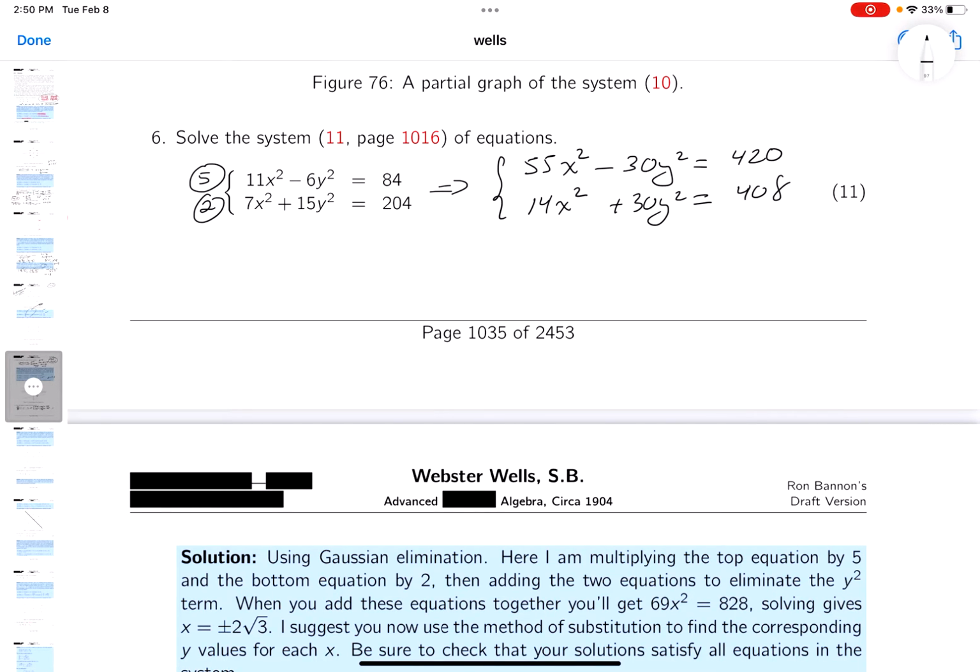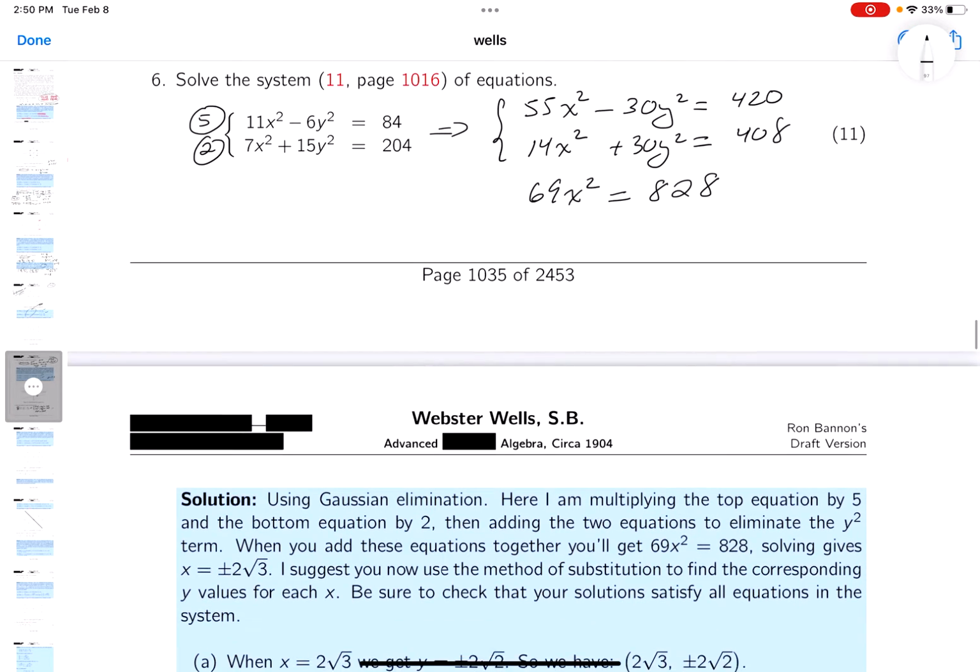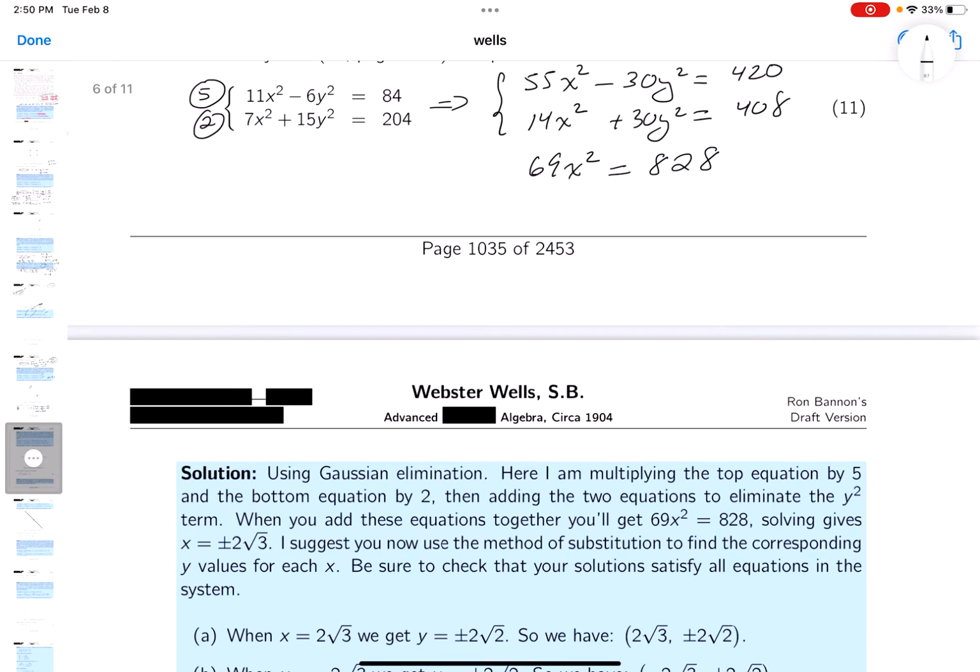All right, let's see if we can add that. And what do you get there? You get 69x squared equals 828. Oh, that's a tough number, doesn't it? So 8, 9, 10, 18. Yeah, I'm going to have to make those numbers simpler by dividing by 3.